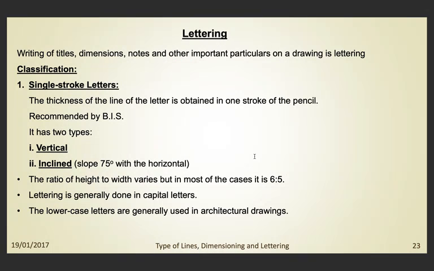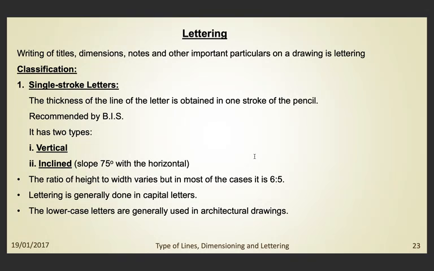So next comes lettering, writing of titles, dimensions, notes and other important particulars on a drawing is lettering. There are many kinds of letters. First one is the single stroke letter. The thickness of the line of the letter is obtained in one stroke of the pencil. It has two types, vertical and inclined. Inclined at slope 75 degrees with the horizontal. The ratio of height to width varies, but in most of the cases it is 6:5.